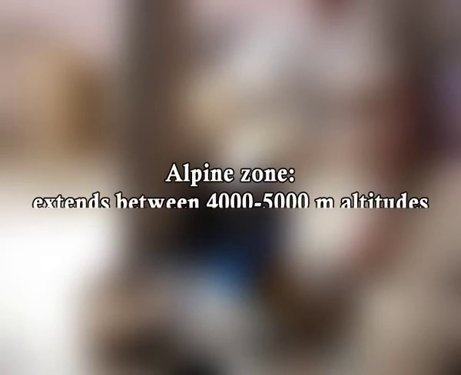Number 3, alpine zone. The zone extends between 4000 to 5000 meter altitudes. The climate is very cool and dry. The vegetation of this zone consists of alpine forests.